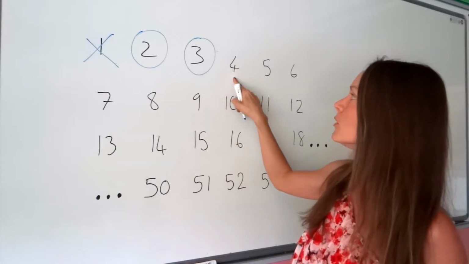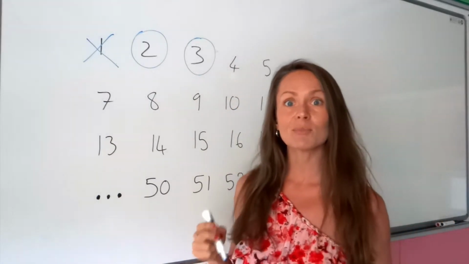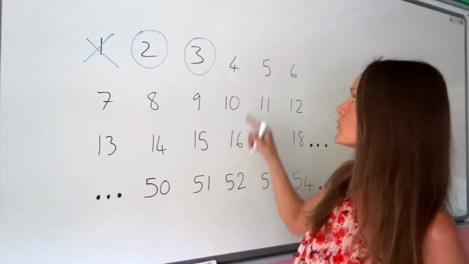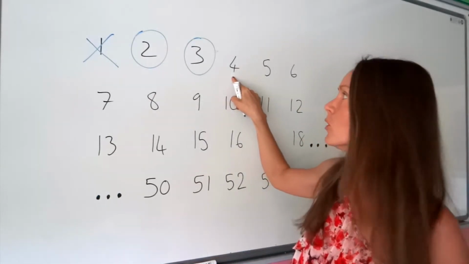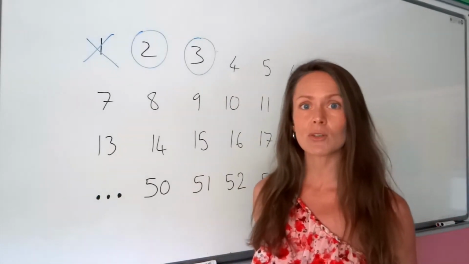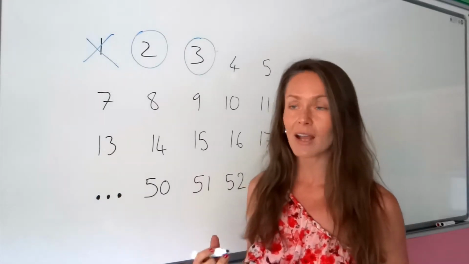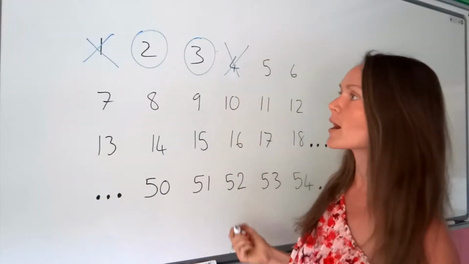The number 4 is not prime because it has more than two factors. Yes, we can do 1 times 4 to get 4, but we can also do 2 times 2. So because it has more than two factors, we know it's not prime.